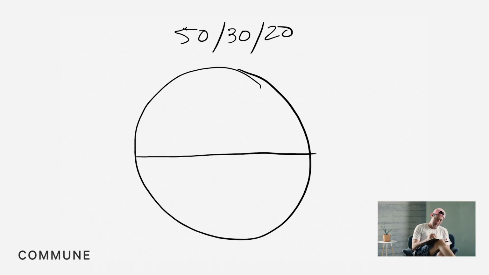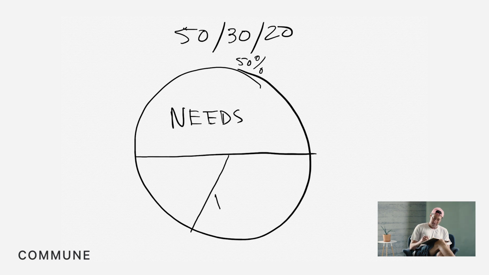And here's going to be our pie. So our pie is our total income. And this is after taxes. So this is your net income. And here's going to be the 50% up here. And this is going to be your needs. I hope you guys love my writing. And then here's going to be the 30%. And this is going to be wants. And then the 20% over here is going to be savings.